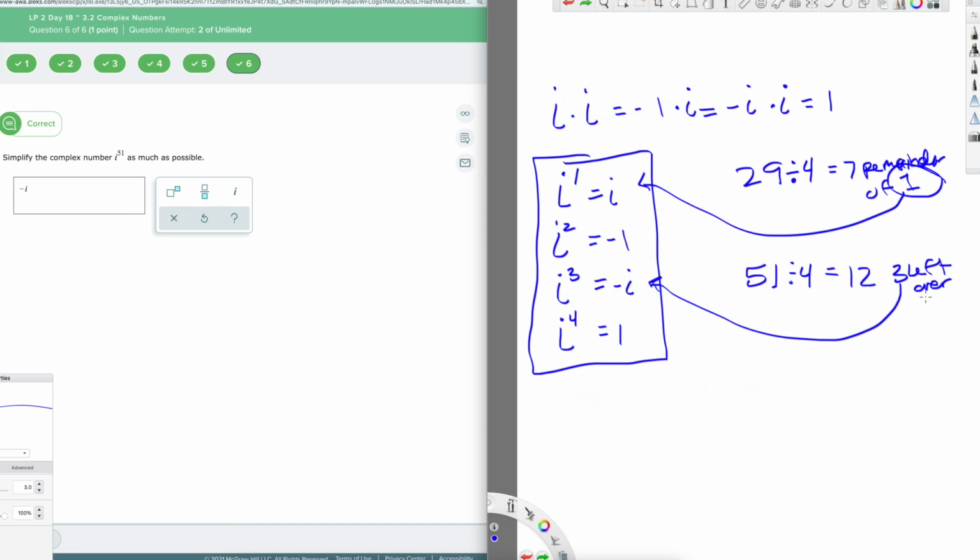So I know that 12 is the whole number there. 0.75 is what's left over. I could also go 0.75 times 4, and that will tell me it's 3. So a couple different ways to figure that it's 3 there. But all right, so that was section 2. I will see you in section 3.